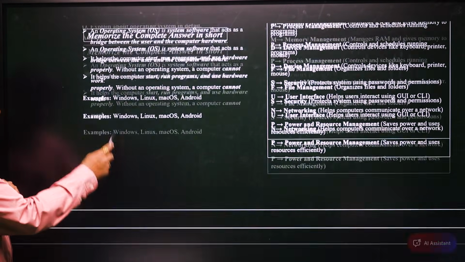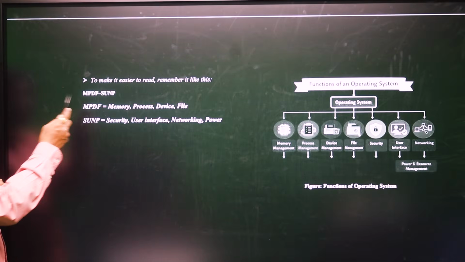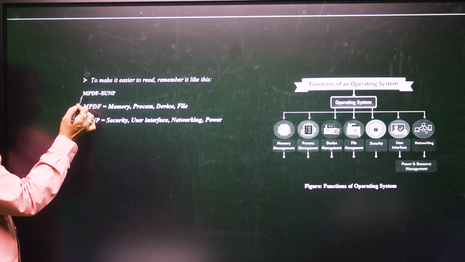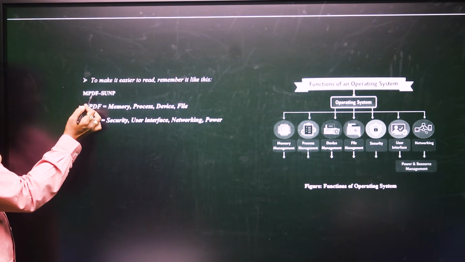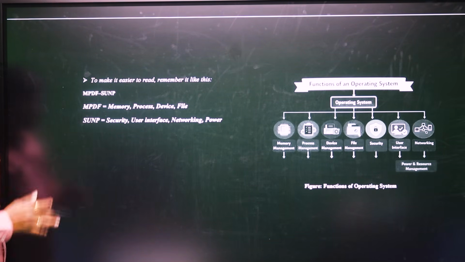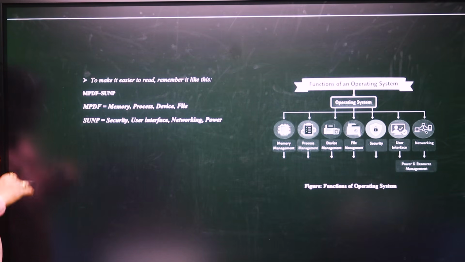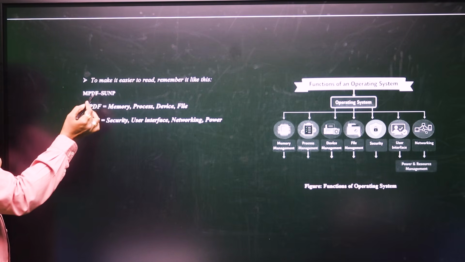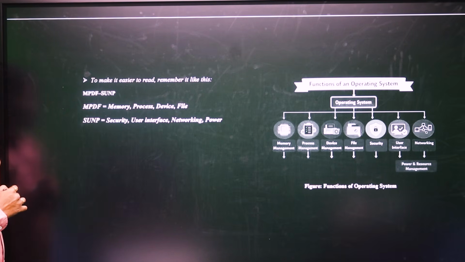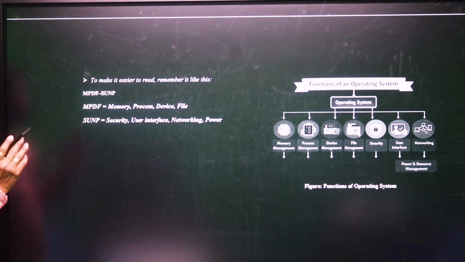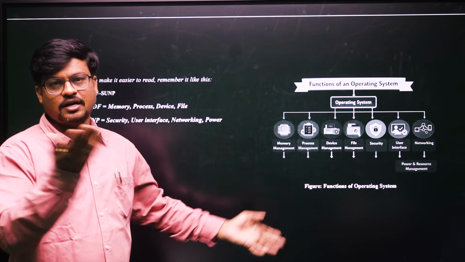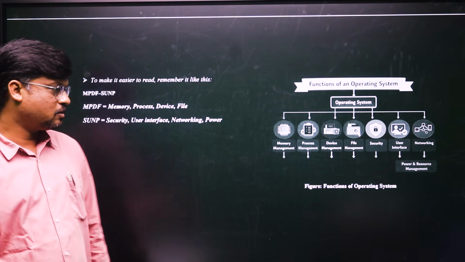To remember these things, we have simplified it like this. Remember MPDF and SUNP. In MPDF, you have memory management, process management, device management, file management. These are the resources managed by the operating system, and the additional features provided are security, user interface, networking, and power save. So it will be easy for you to go into your exam and write them. You will also have a simple diagram for the same, because diagrams always impress the evaluators. It might give you good marks.